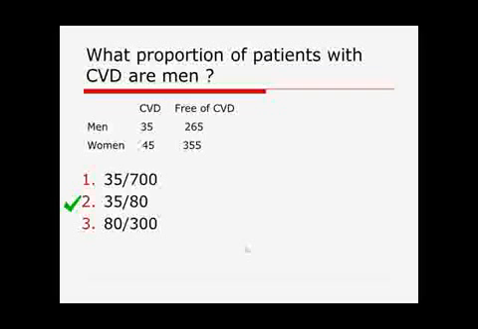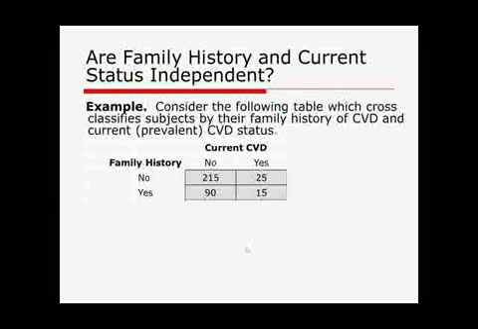These are examples of what we call conditional probability, where you condition on or focus on or subset based on a specific condition. And conditional probability comes up a lot when we do statistical analysis or when we're analyzing laboratory data or test results. So here's an example. Are family history and current CVD status independent? So here's a little table which cross-classifies people by their family history of CVD and whether they themselves have CVD.